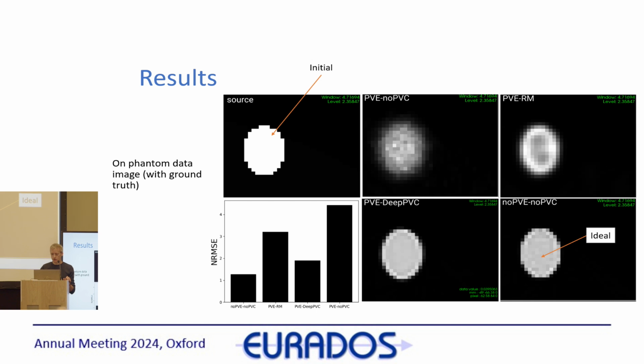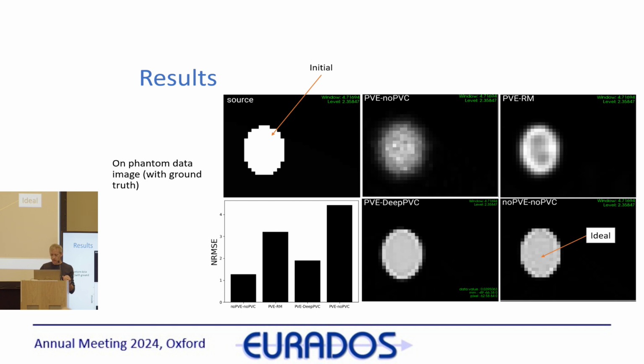And this is what we can obtain with the deep learning method, which is, in this example, very close to the ideal one. So, of course, we performed some quantitative evaluation, and for example, for the root mean square error, we obtain slightly better results with these deep learning approaches rather than the conventional resolution modeling.